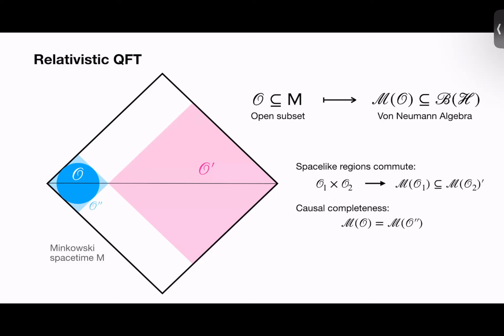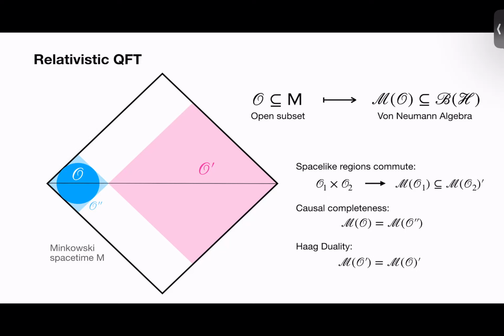The second property is that these algebras should be causally complete, meaning that, if we start with this region O here, then we can take what's called the causal complement, which is this red region here, with all the points that are in the causal complement. And then we can take the double causal complement, which is the causal complement of this, which is this light blue shade here. And causal completeness says that the algebra generated by O is the same as the one generated by O double prime.